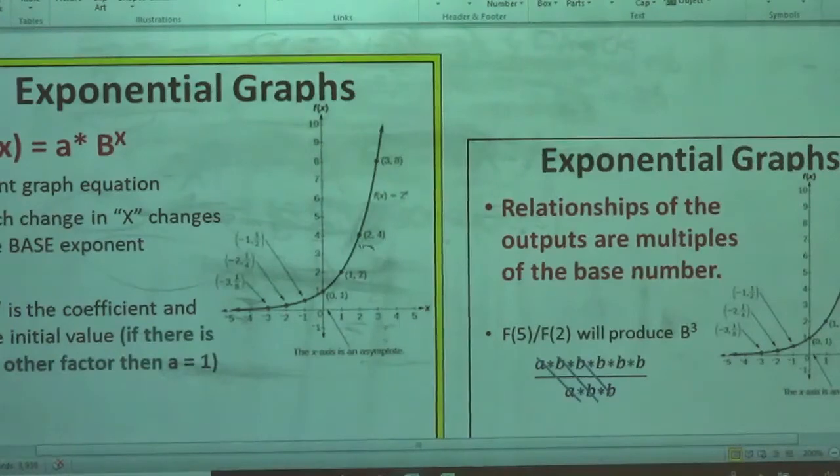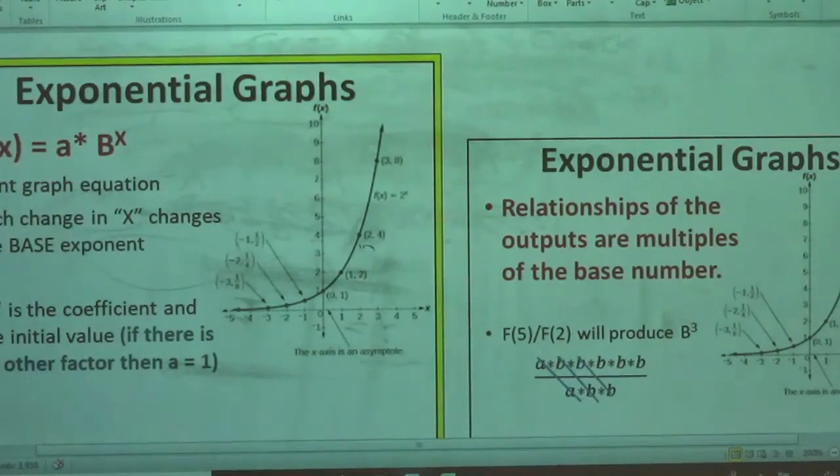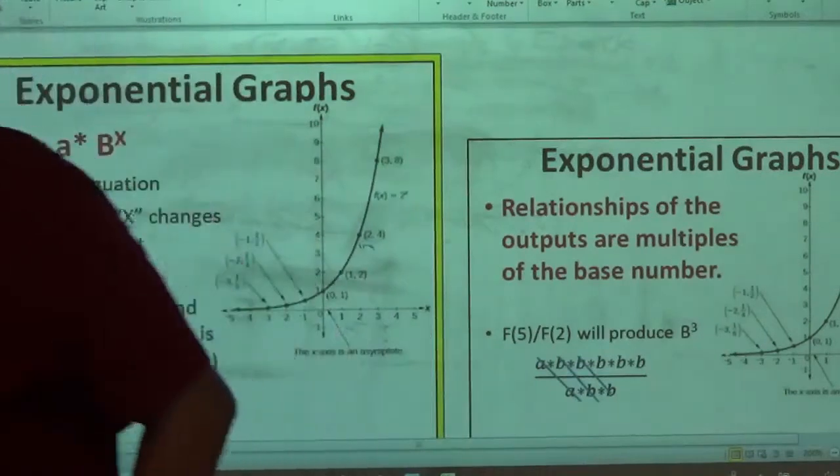This is important. What will happen is this a is the original value when x is 0. So at the start, if the time is 0, b to the 0 power is 1, and 1 times a will give you the amount you started.